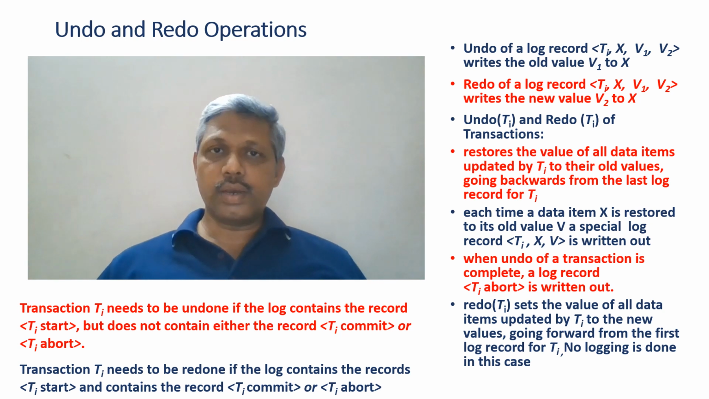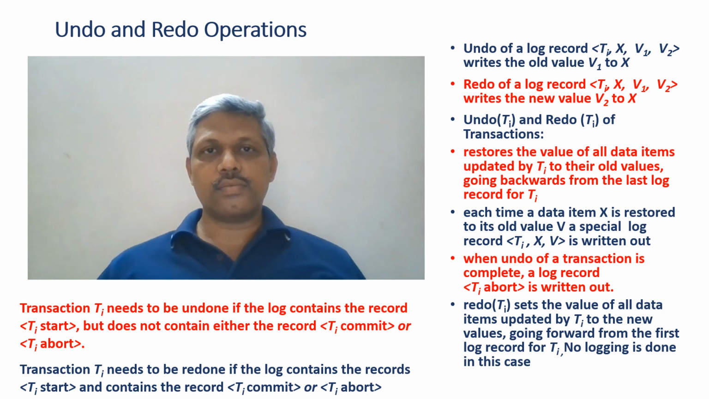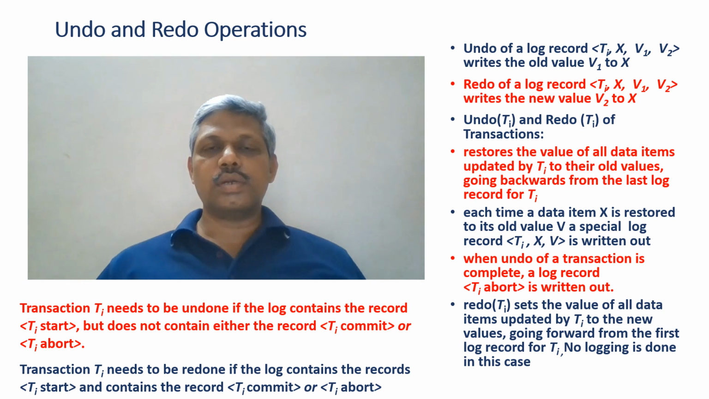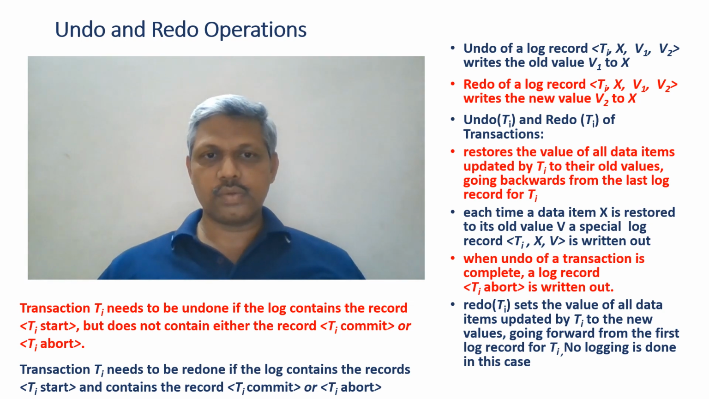Again, if I want to redo a particular log record, it's the same thing in reverse. Ti is operating on the database object X, the old value is V1 and the new value is V2. That has to be redone, because if the new value is not there, I have to redo it. That means V1 has to be replaced with V2. While redoing and undoing, we have certain aspects to consider. In case of undo, it restores all the previous values, whereas in case of redo, it recreates whatever has happened. That's what we need to understand.